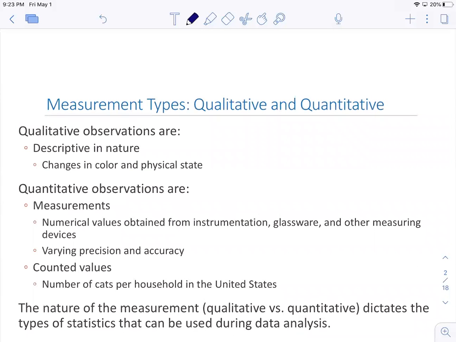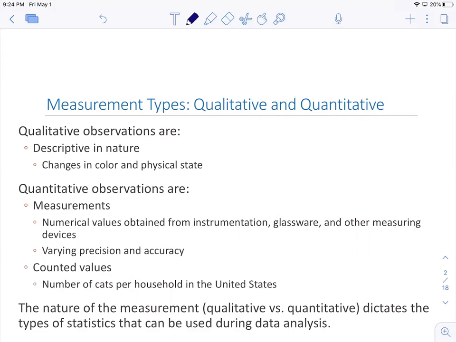The first thing that we want to start off with in our discussion of essential information for chemistry is qualitative versus quantitative. We talk about these a little bit in lecture. We're just going to briefly describe them again. A qualitative observation is one that is descriptive in nature. Changes in color, changes in physical state, solid, liquid, gas, those types of things. We can say a little bit about temperature as a qualitative. It's hot or it's cold.